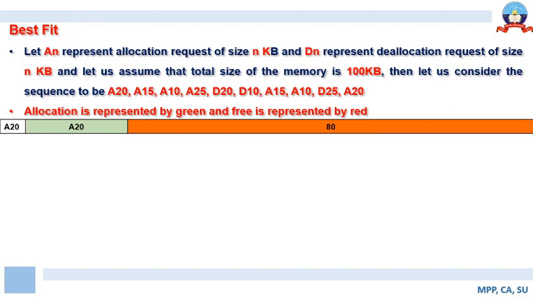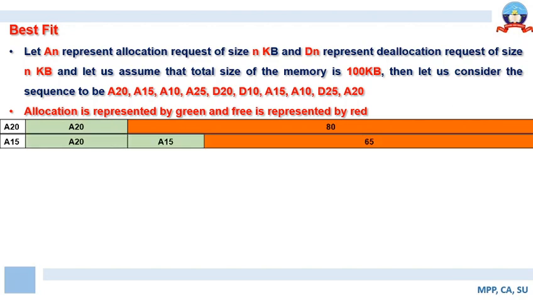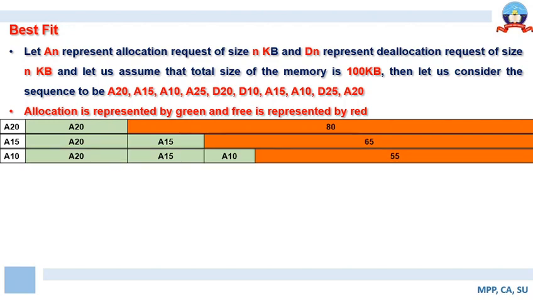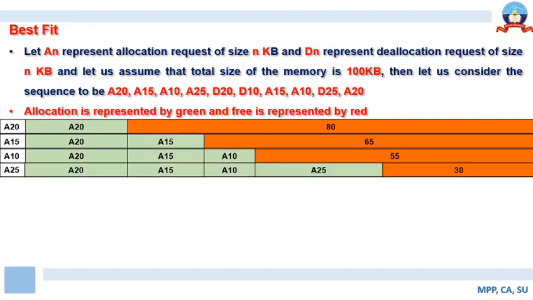So initially we have an allocation request of 20 kilobytes. So after allocating 20 kilobytes, we have 80 kilobytes of free space. Then we have an allocation request of 15 kilobytes. So after satisfying the allocation request of 15 kilobytes, we'll have a free space of 65 kilobytes. Then we have an allocation request of 10 kilobytes. So after satisfying it, we have free space of 55 kilobytes. Then we have an allocation request of 25 kilobytes. So after allocating 25 kilobytes of address space, we have 30 kilobytes of free space left.